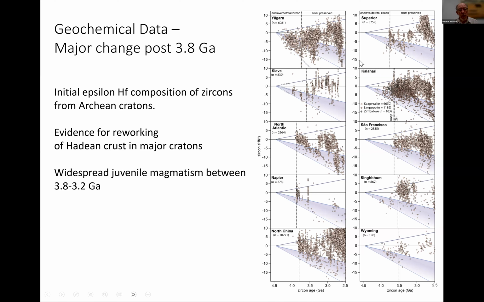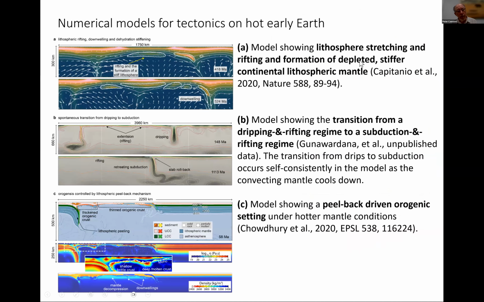Okay, so that's some of the rock data. Incomplete, as I said. Numerical models have proved very useful in trying to understand what might have been going on in the early Earth through these time frames of heightened mantle temperature. So we don't have much preserved, but numerical models can give us some insights into the processes that were operating through that time frame. And I've got three models shown here.